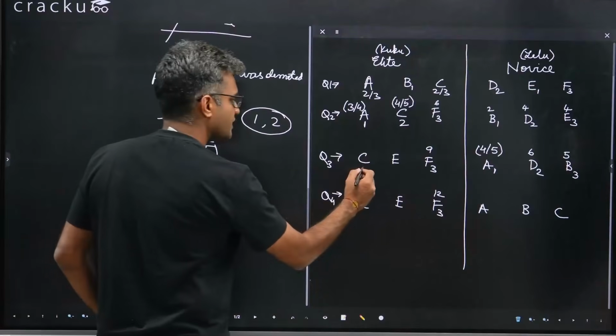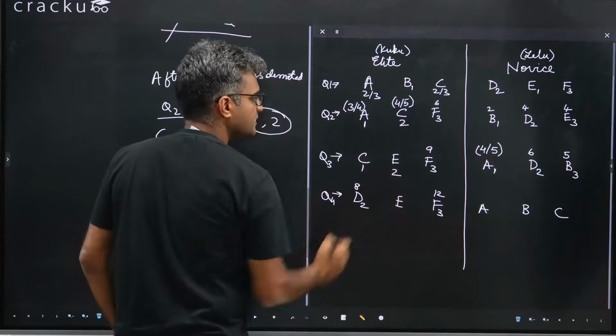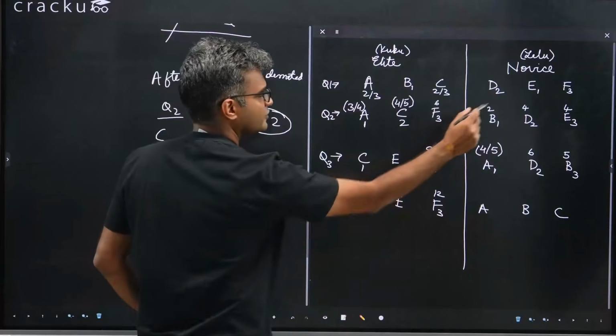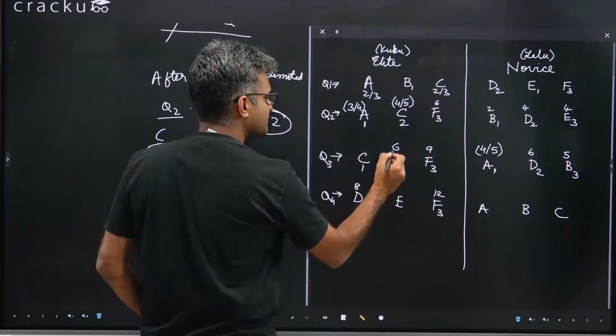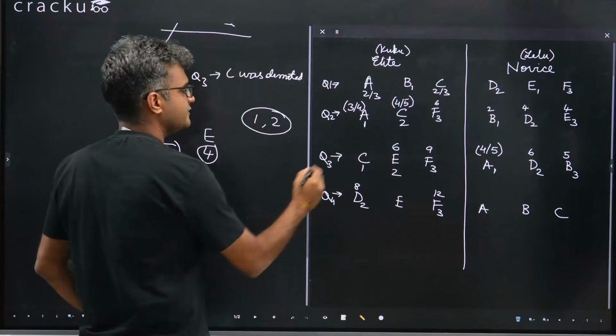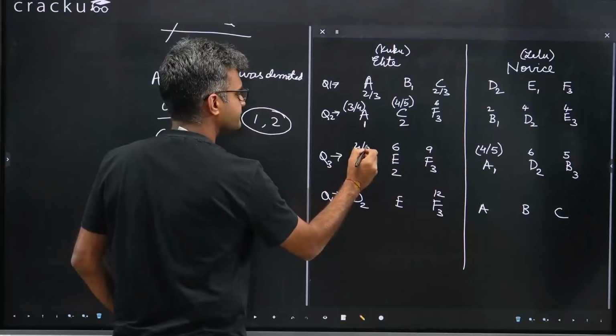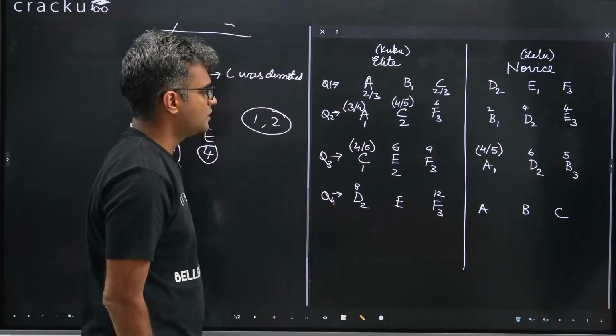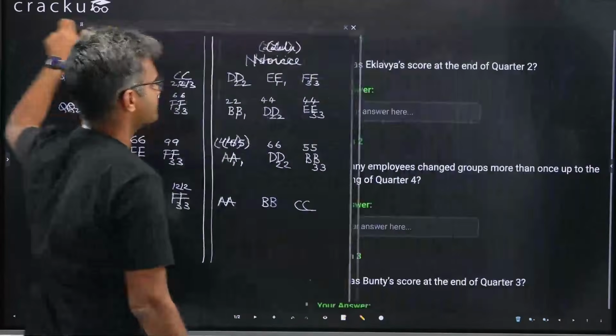So C scored 1 and E scored 2. So the total score of E would be 4 plus 2, which is 6 at the end of the third quarter. The total score of C would be 4 or 5. This is the best that we can do.